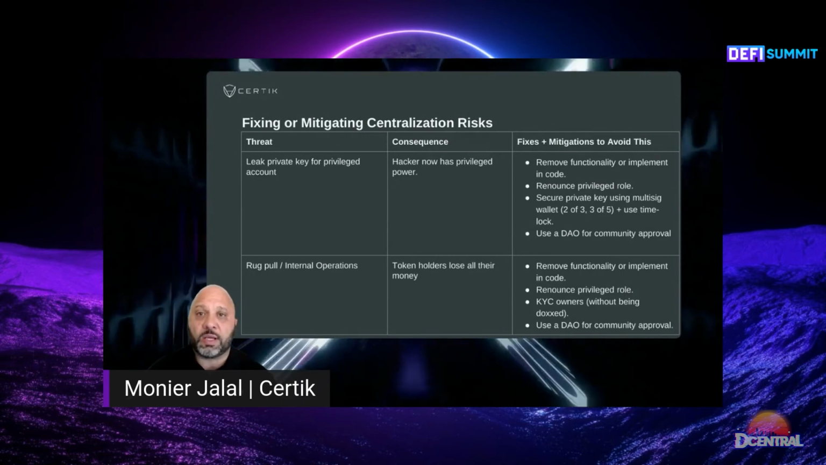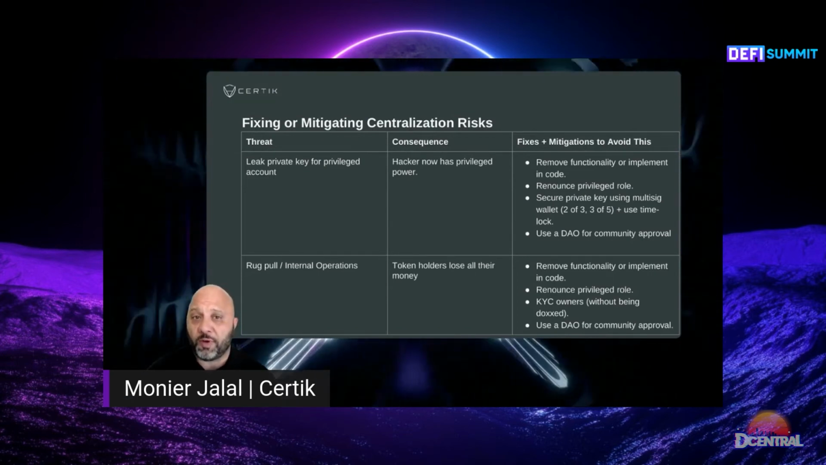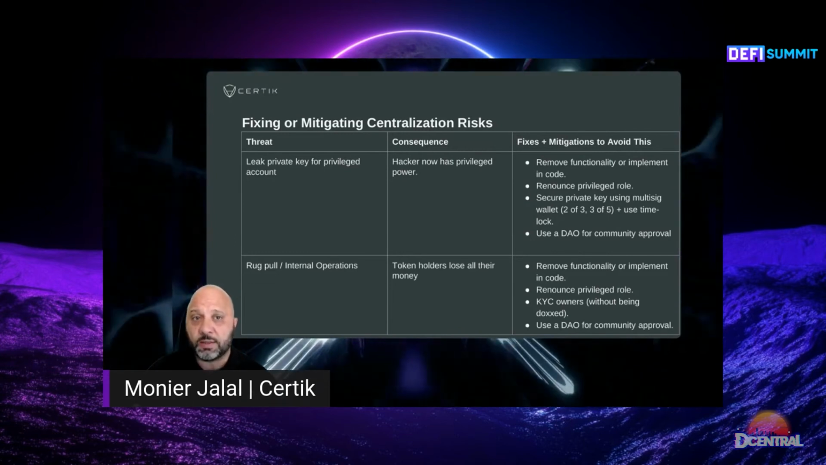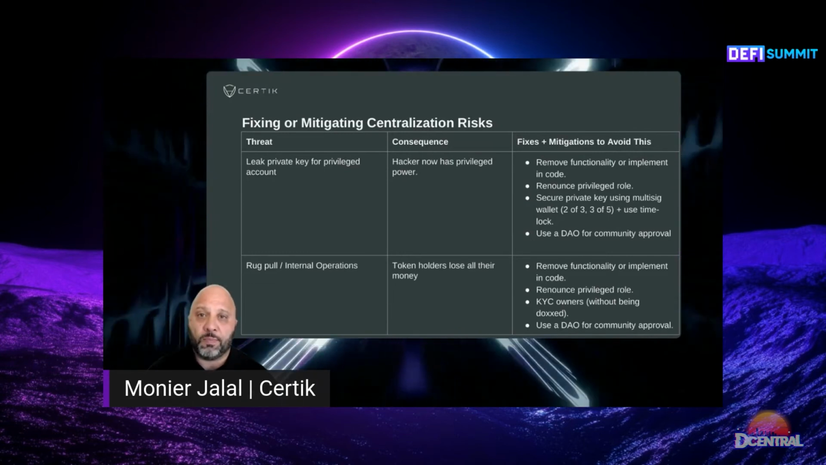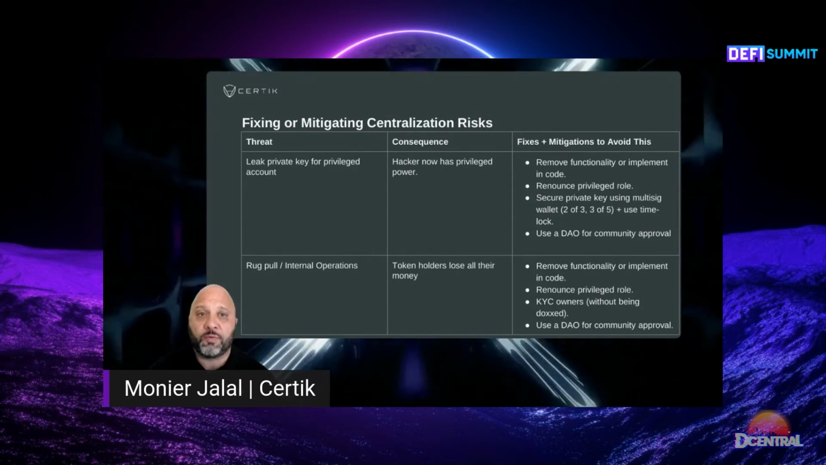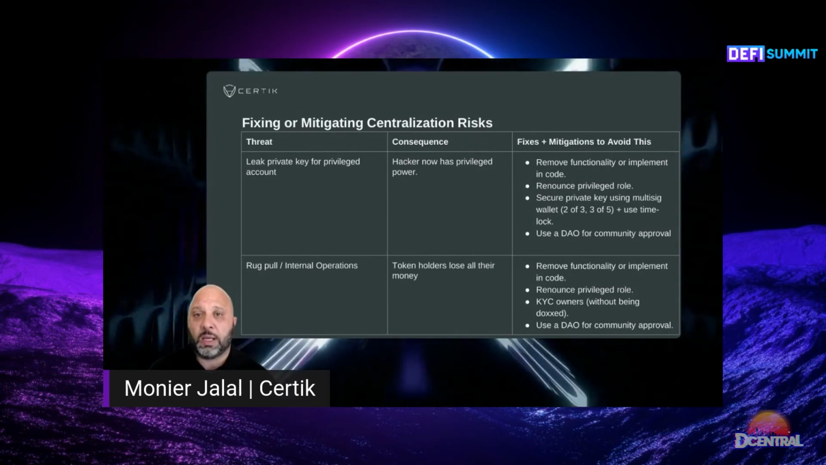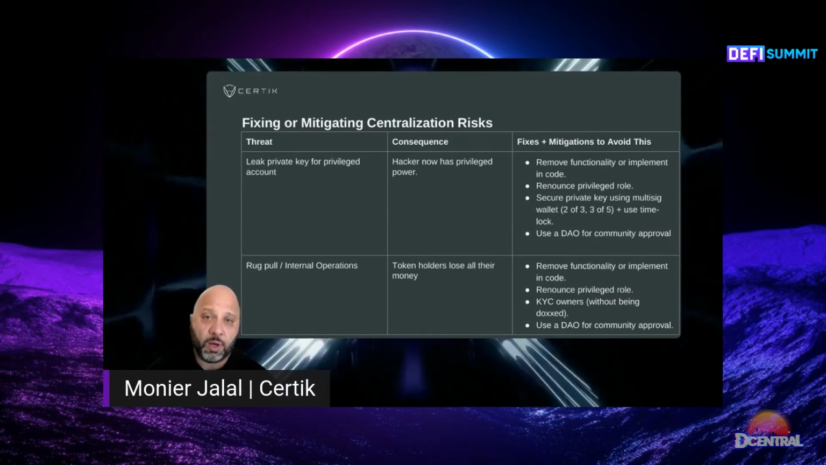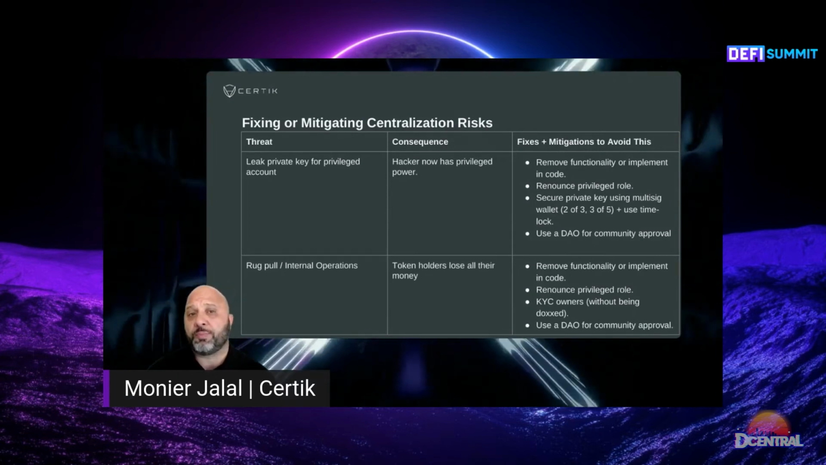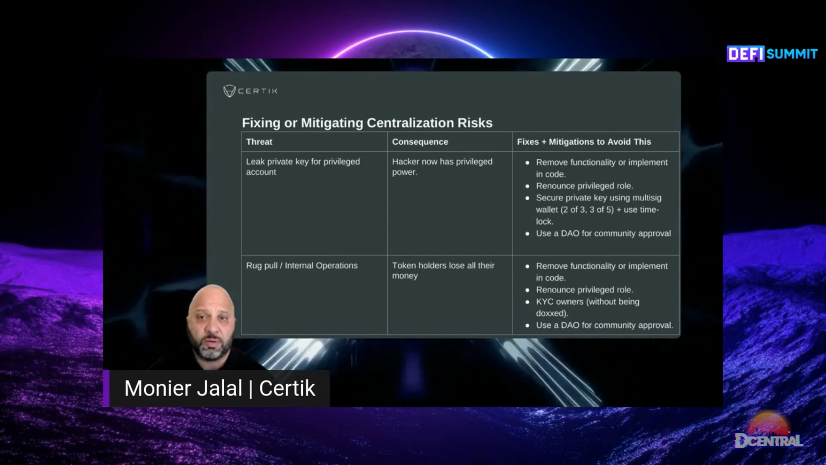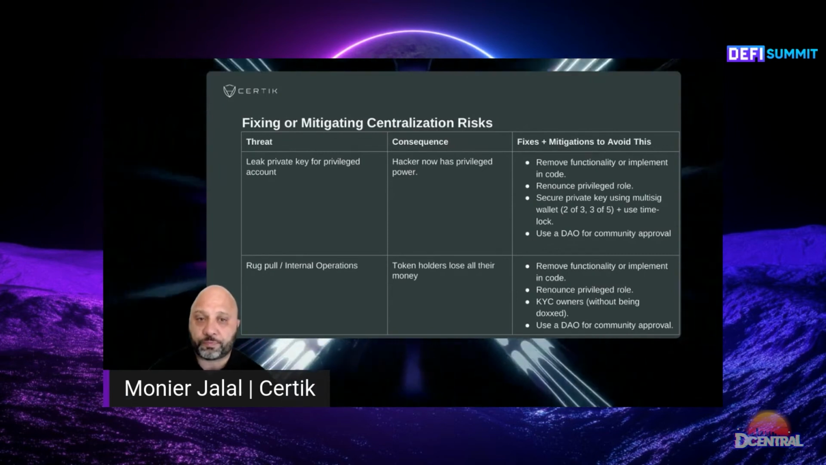Well, we can remove the risk by implementing the correct code, of course. We can implement privilege access management that renounces the privilege role to the user, or we can actually secure the private keys by using multi-sig wallets, sometimes like a 2 of 3 or 3 of 5 multi-sig mechanism. We can also couple that with a time lock, which is a mechanism in code that prohibits the transfer of funds under a certain time. Or we can implement a DAO, which enables control through a community of approvers.